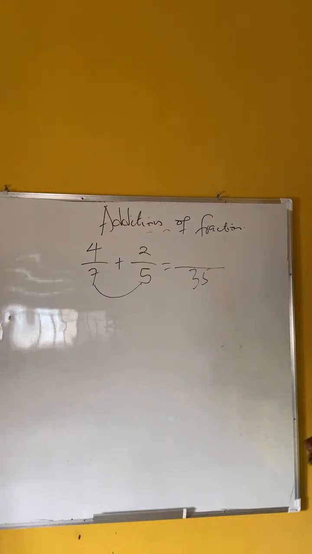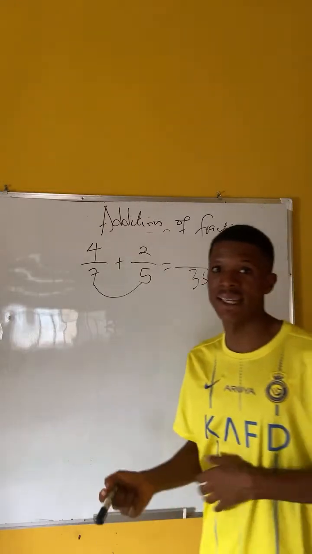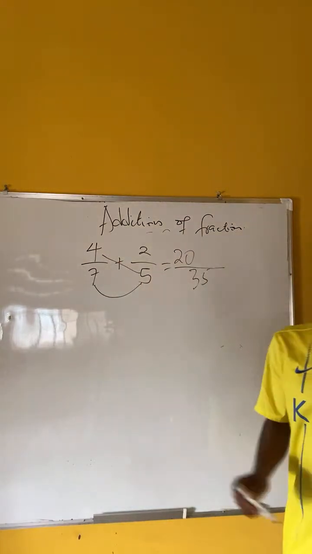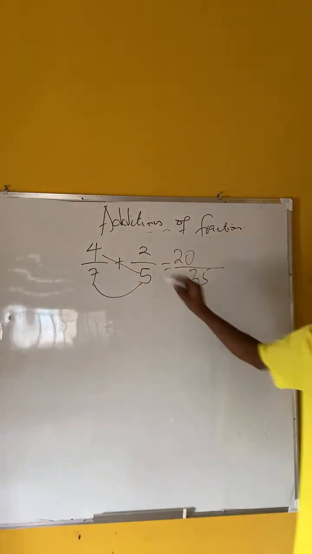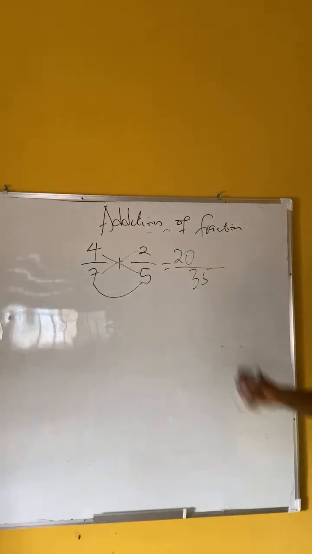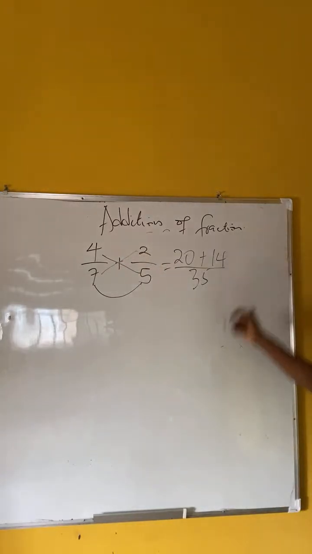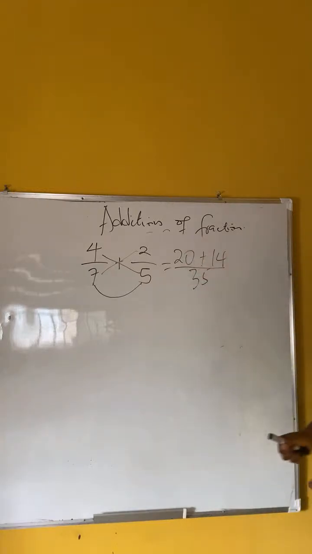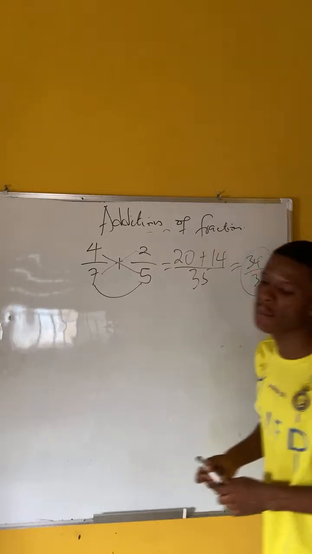Then the next thing we do is to multiply diagonally. Okay? 4 times 5 is 20. That's the first thing. Then 2 times 7 is 14, plus 14. We are done. Then all you need is to add the numerators. 20 plus 14 is what? 34 over 35. And that's the simple answer.